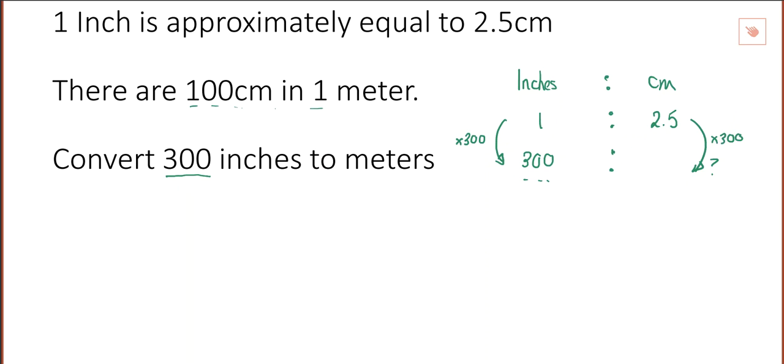So what is 2.5 multiplied by 300? Say it again. 750, you think? 750. Yeah, I would go with 750. Okay. Right, now that's centimeters though. So now what I'm going to do is consider my centimeters and meters. So I'm going to say I've got meters and centimeters, and I know that 1 meter is 100 centimeters. How many centimeters have I got now in this question?